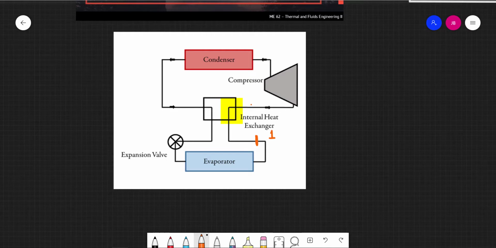Paglabas niya, we have state number 2. Ito ay superheated na. After that, it undergoes compression. So, we have state 3 at the outlet of the compressor and state 4 at the outlet of the condenser. Next, in the subcooling line of your internal heat exchanger, the outlet of that would be state 5. And finally, at the outlet of the expansion valve or the inlet of the evaporator, we have state 6.